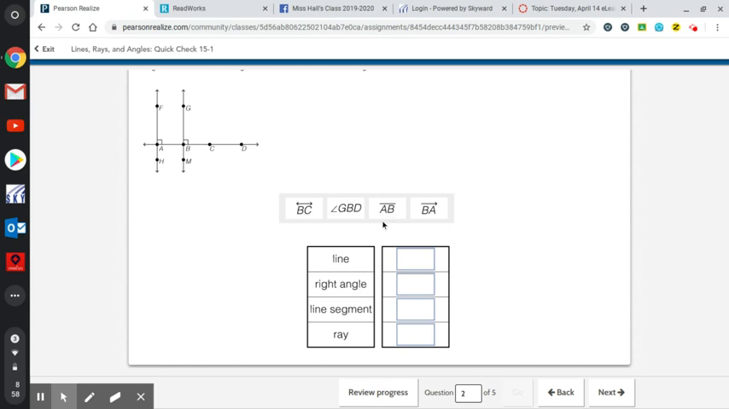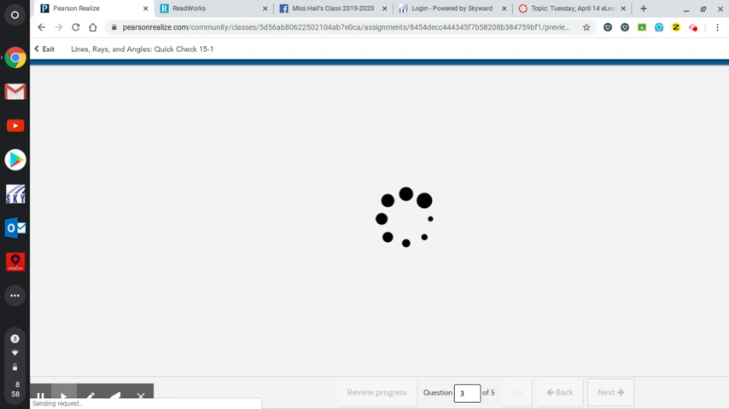A line segment is just a part of a line, okay? No arrows. So you're going to drag whatever it is down to the line segment. A ray, remember, has only one arrow going in one direction. And then when you're ready, you could go on to number 3.